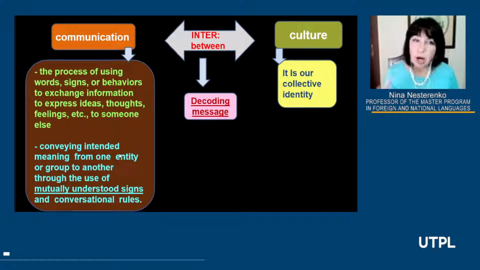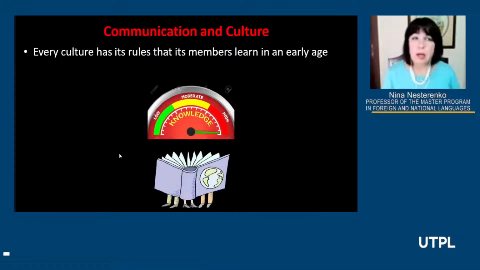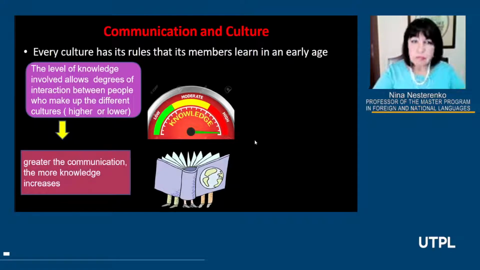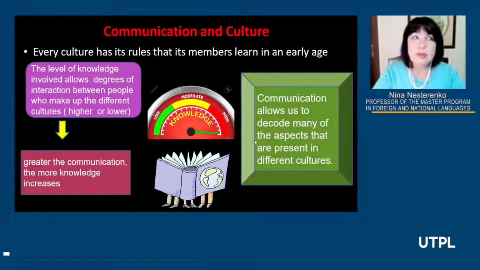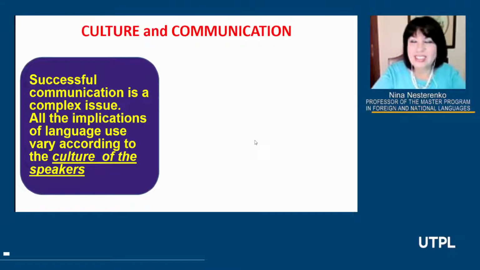So we decode messages according to our cultural background. People who do not belong to this cultural background or society may not understand that meaning, right? So this is an example. The more knowledge we have about the external world, about different cultural communities, customs, and rules of behavior, the more successful communication will become. Consequently, the level of knowledge involved allows degrees of interaction between people, and obviously, the more we know, the more successful our communication and our interaction will be with someone who belongs to another culture. And successful communication is quite a complex issue.